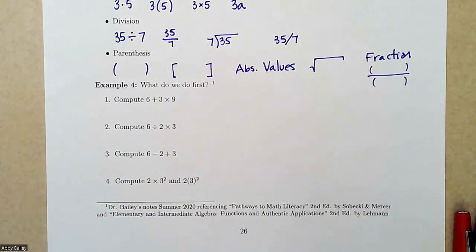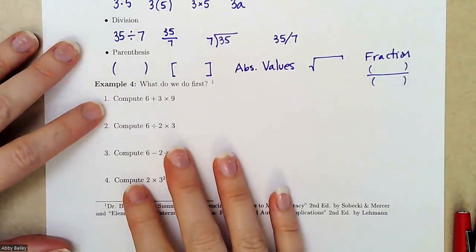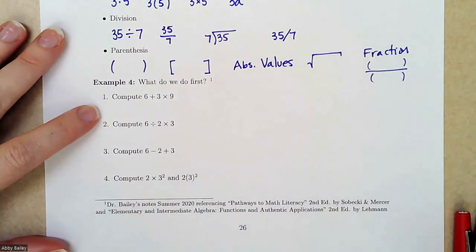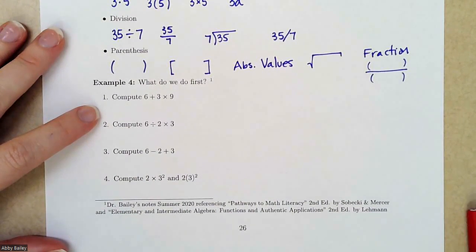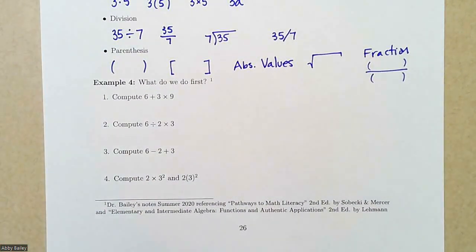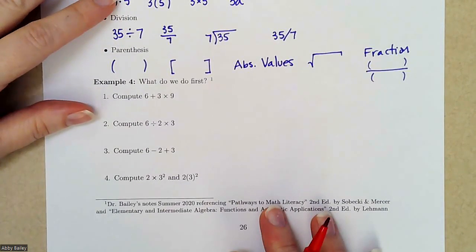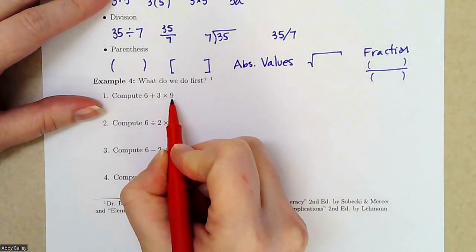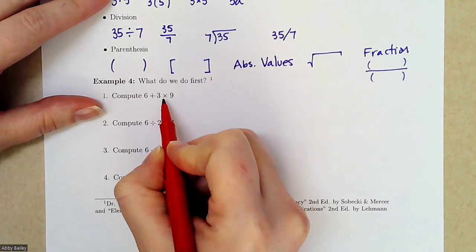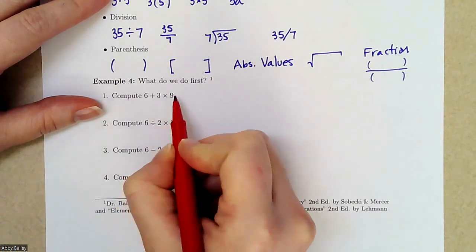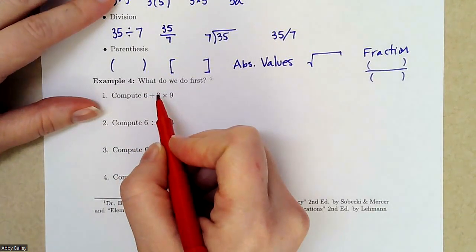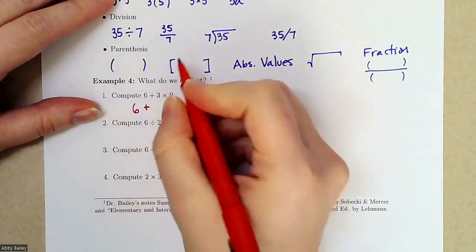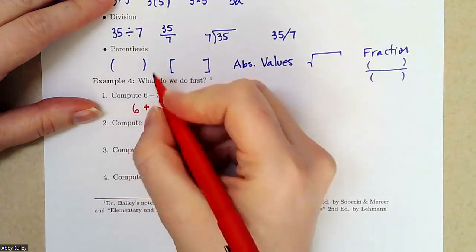In this example, we think to ourselves, what can we do first? If we know the properties, what can we do first? So let's look at 6 plus 3 times 9. Well, when I look at this, this is 3 added 9 times. So I could actually change this completely into addition, looking like 6 plus 3 added 9 times.